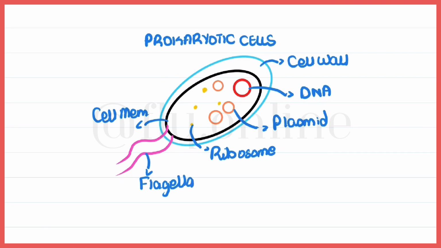Now, what makes a prokaryotic cell differ from a eukaryotic cell is the DNA is naked in a prokaryotic cell, unlike the eukaryotic cell where DNA is found stored in the nucleus.